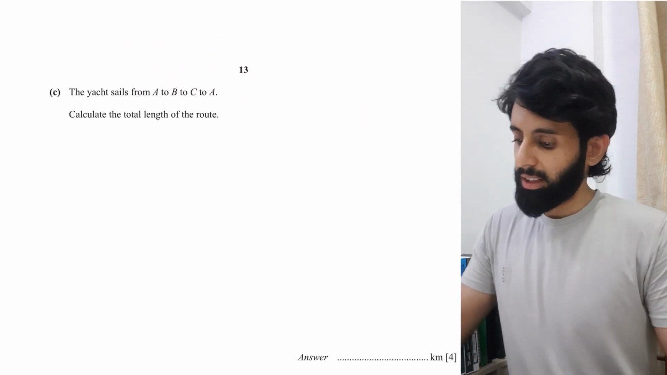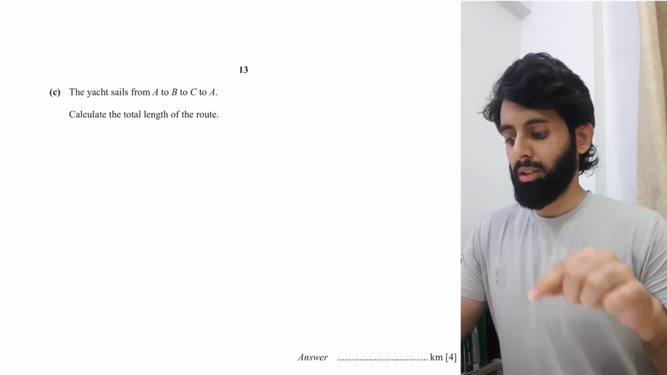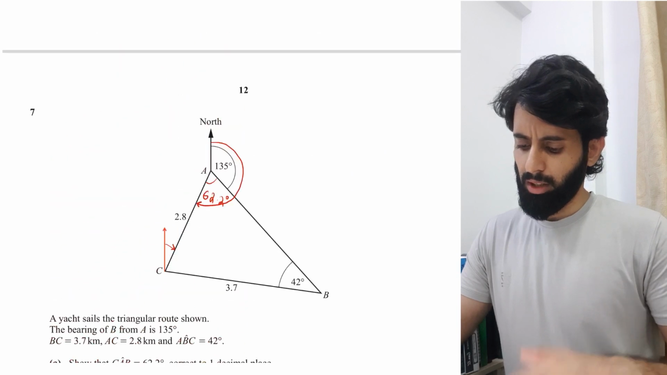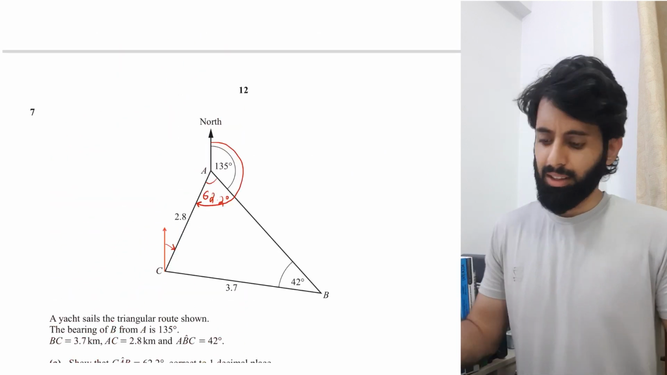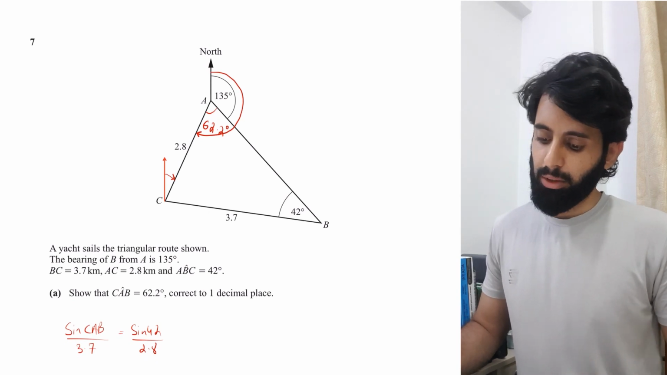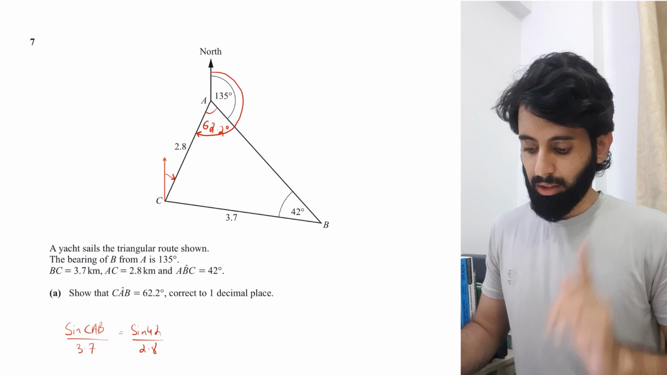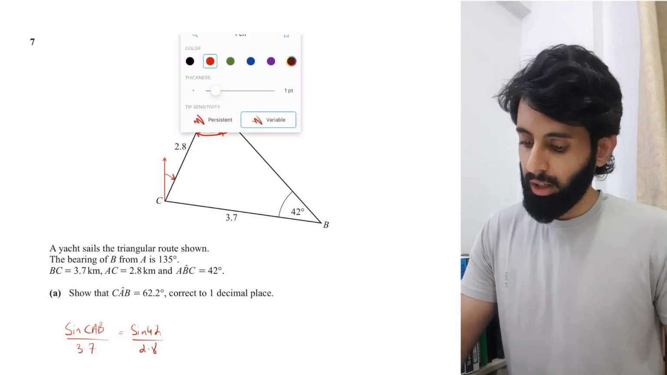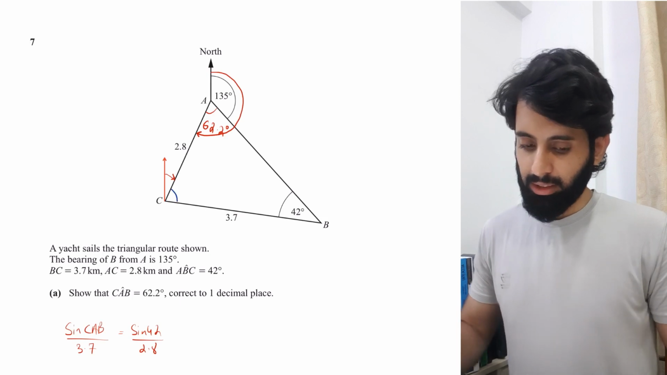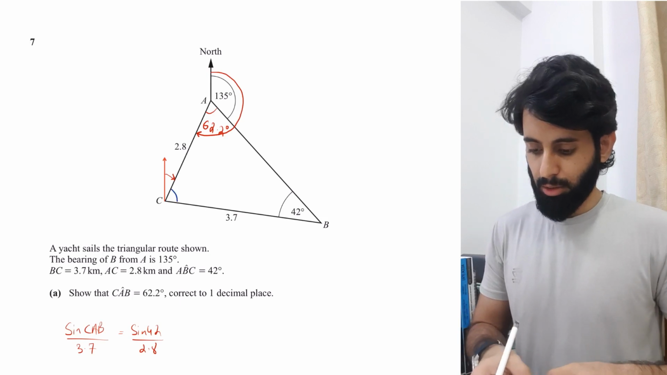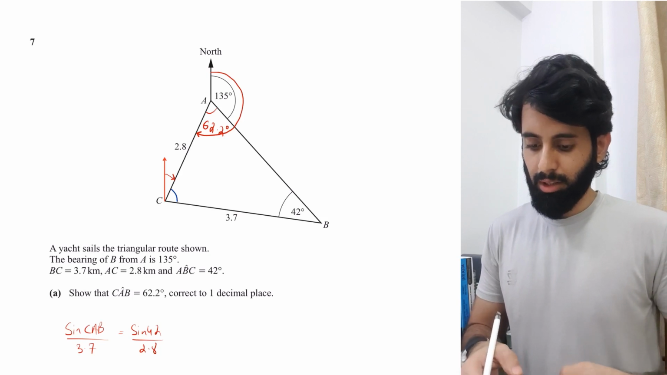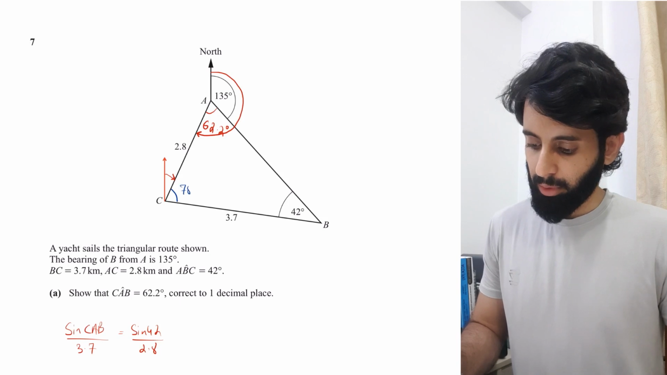Then it says the yacht sails from A to B to C to A. So basically it's going from A to B, B to C to A. Technically it's just asking for the perimeter of this triangle. If I want to find the perimeter, I have 2 lengths, but the third length, AB, is missing. So let's see what we can do to find AB. We can work out this angle: 62.2 plus 42, then 180 minus the answer. So I get 75.8.